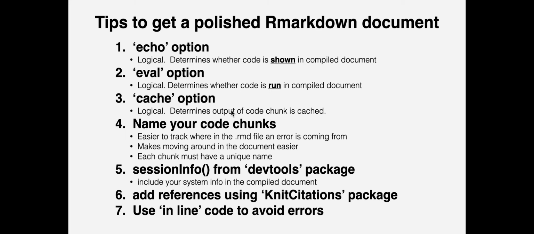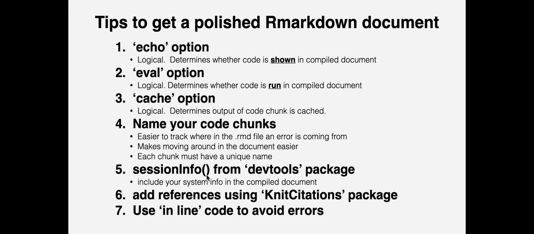You should always name your code chunk. It's just going to be easier to track where in the R Markdown file an error is coming from if you've given the code chunk an informative name. It also makes navigating around the document easier, and we'll show examples of this. And each code chunk must have a unique name. If you name one code chunk heat map and the code chunk below it heat map again, because maybe you're making two heat maps, that will throw an error. So you would need to name the first code chunk heat map and the second one heat map 2.